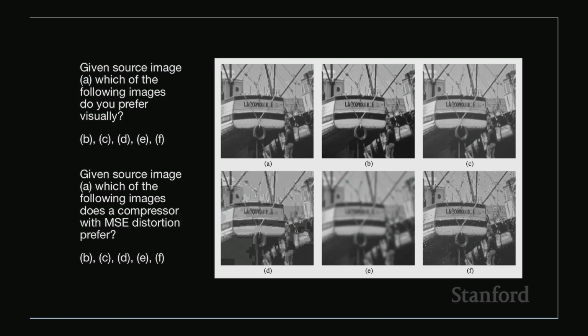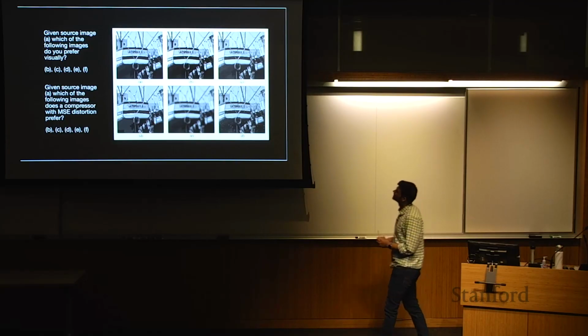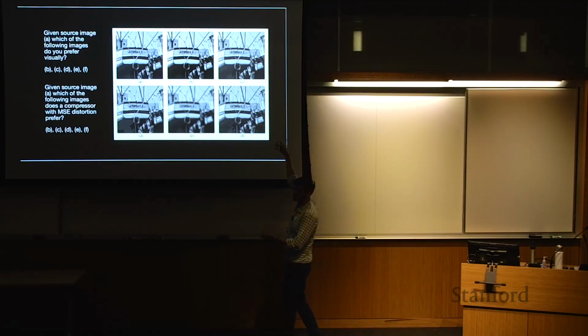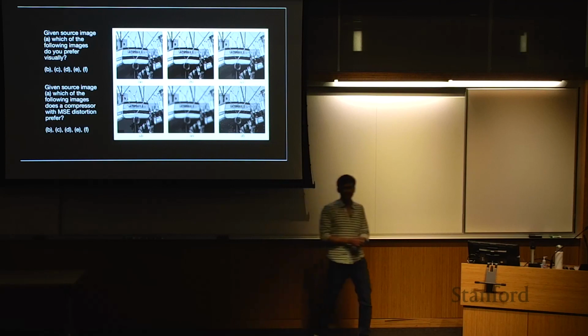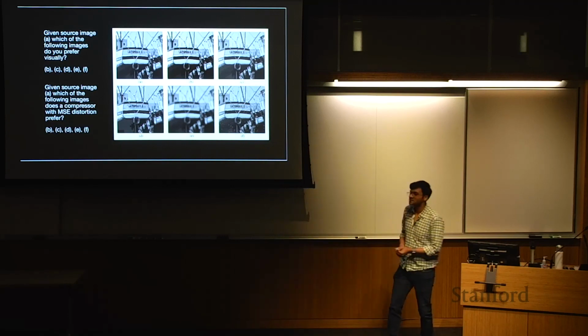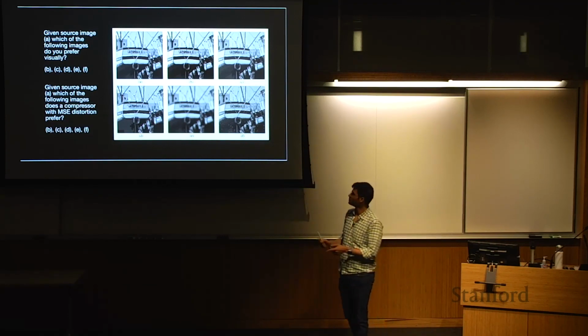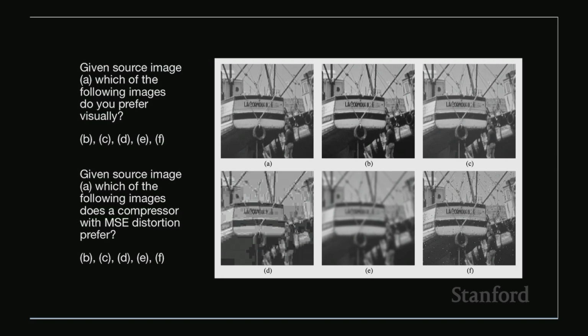Yes, shout it out. Okay, I see a few shrugs. Maybe F. Okay. It looks like it's the same except a few salt and pepper noise kind of white and black pixels. Okay, somebody said F. Actually, this one was a trick question. All the images B, C, D, E, and F actually have the exact same mean square error as compared to the image A.